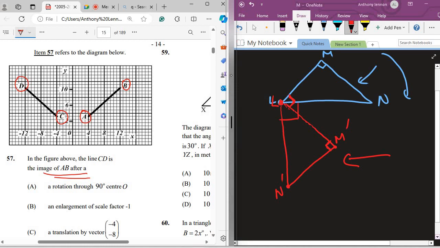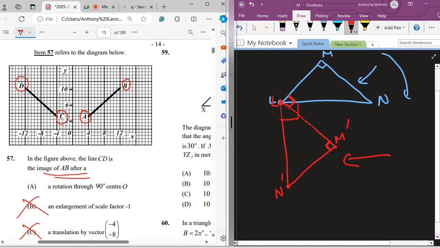A translation is just a shift without changing the orientation. We don't spin it, we just keep the same orientation and shift it in different directions, right? So that's definitely not a translation, so we know that C is out. Enlargement. That one is tempting. An enlargement of one is going to be the same size, right? But negative means it's going to be inverted, upside down. So this one is out as well.